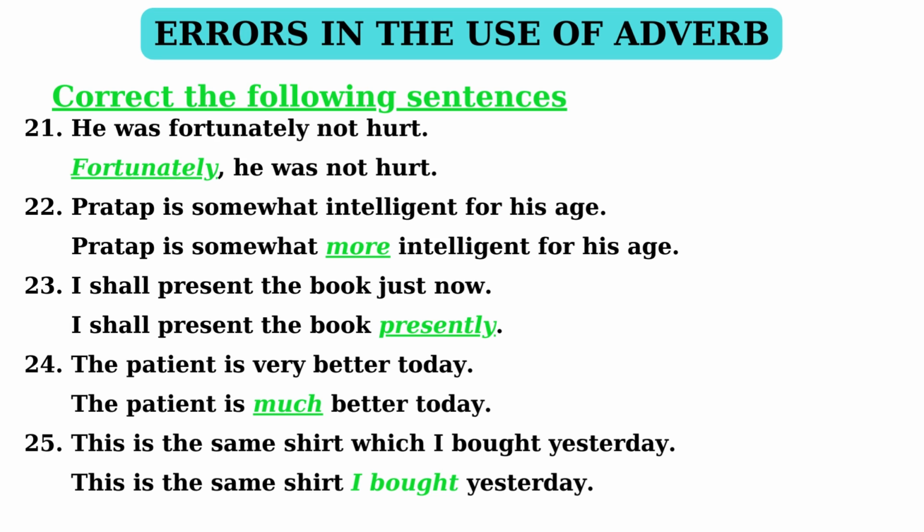In sentence 22, Pratap is somewhat intelligent for his age. In this sentence, let's add one more word and then frame the sentence. Pratap is somewhat more intelligent for his age. The next sentence, I shall present the book just now. Now replace the two words just now with the word presently. Now frame the sentence again. I shall present the book presently.